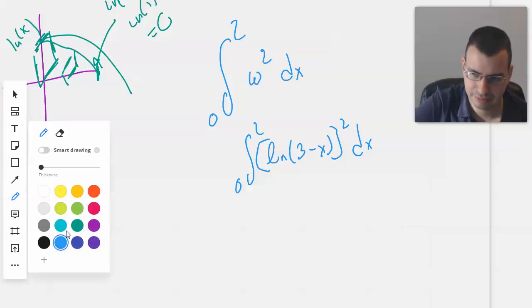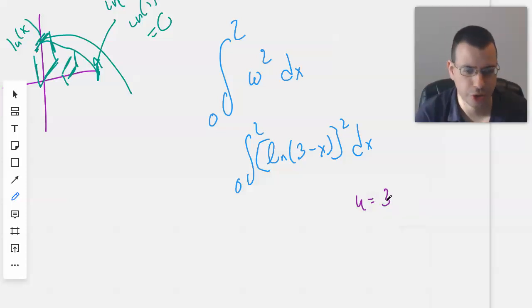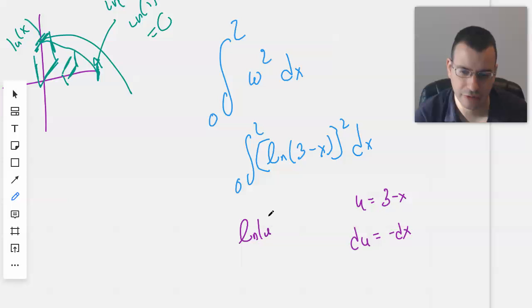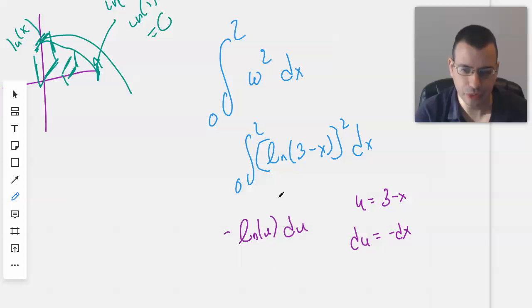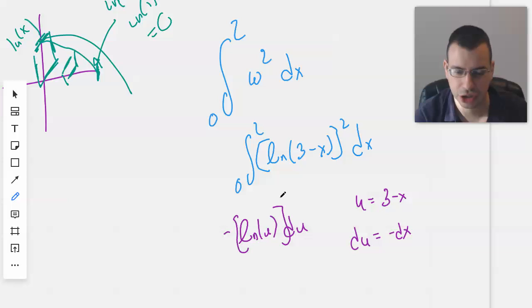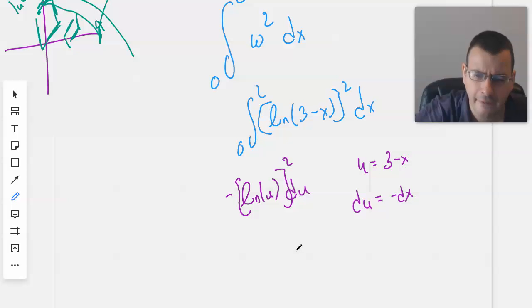No idea. Maybe. So I think we could say that u equals 3 minus x, du equals negative dx. And that gives us something like natural log of u, negative du, quantity squared. And then I'm not quite sure how to do that. I think we could do an integration by parts and then just kind of churn our way through it.